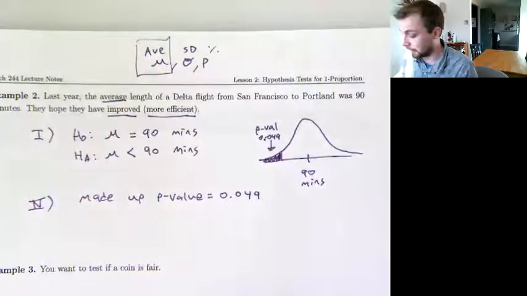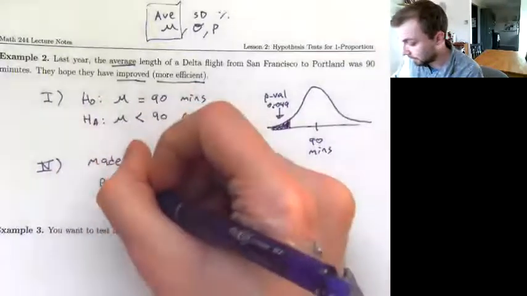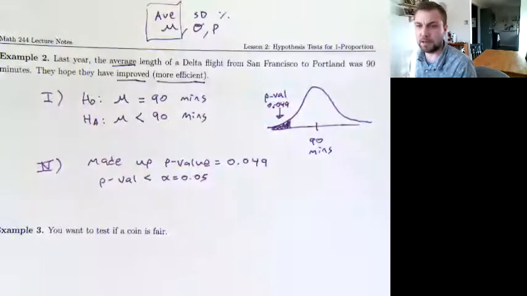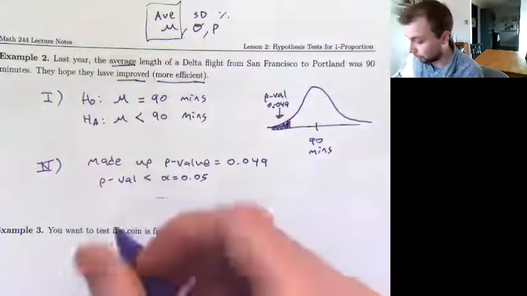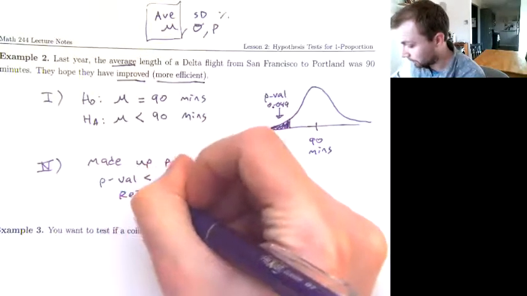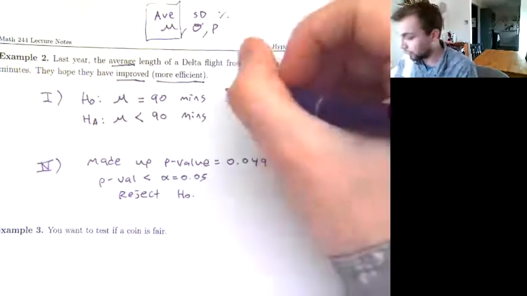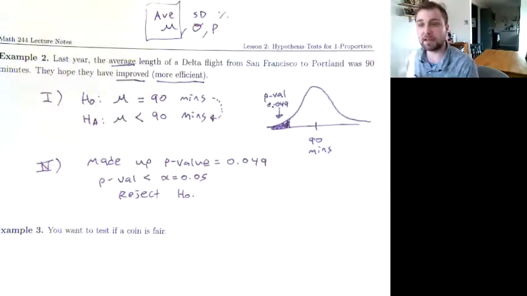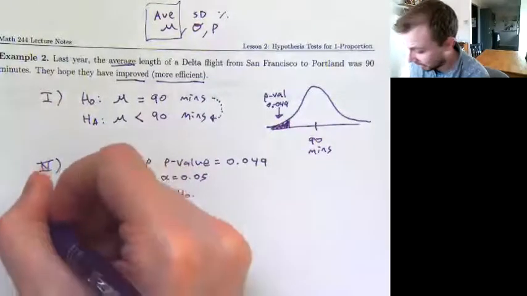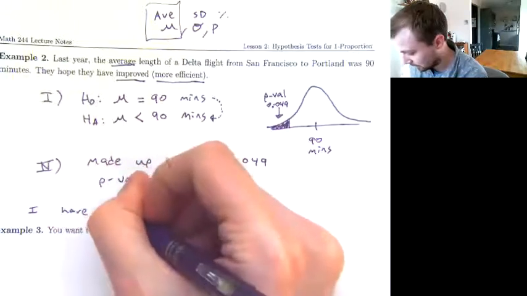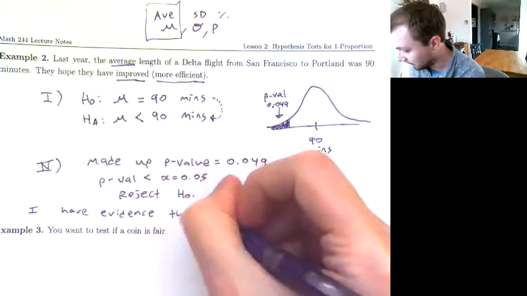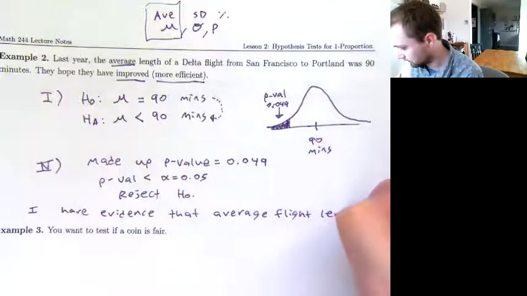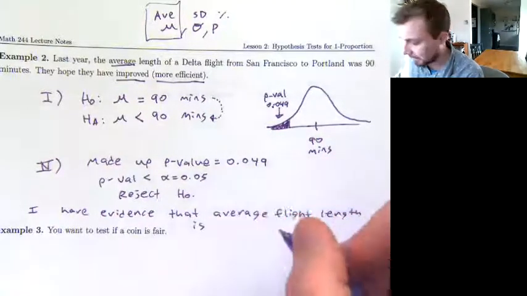All right, I'm going to do the conclusion now. I'm noticing that my p-value, 4.9%, is lower or smaller than 5%. If my p-value is low, the null must go. If I am rejecting the null hypothesis, I'm leaving it for something better. I must have evidence of this second sentence, and I'm going to write that in context. I have evidence the average flight length is less than 90 minutes.